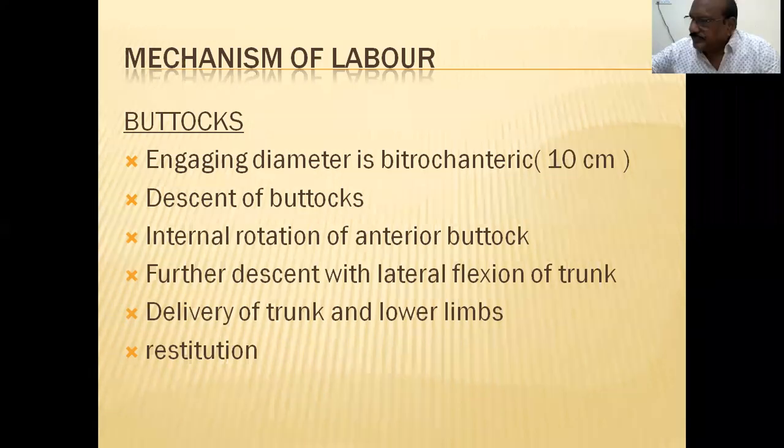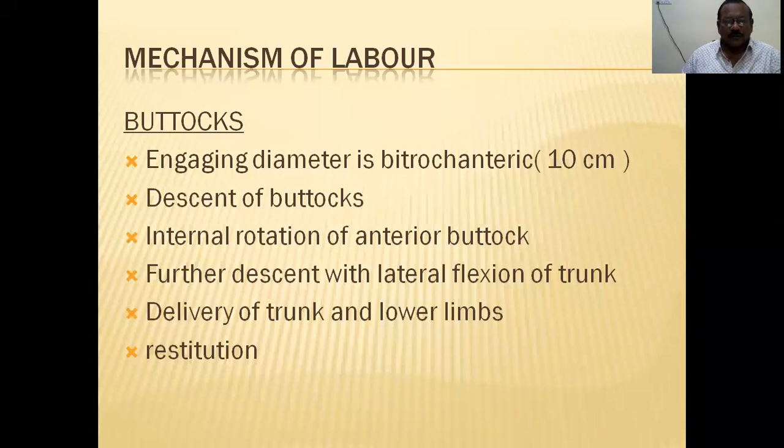When the breech gets engaged, it gets engaged by the bitrochanteric diameter, in the left oblique diameter. The engaging diameter is bitrochanteric, and descent of the buttocks occurs. Then internal rotation of the anterior buttock occurs, with further descent.